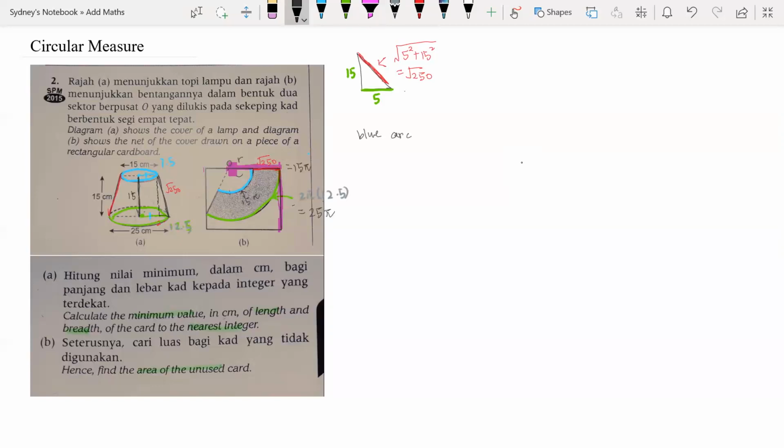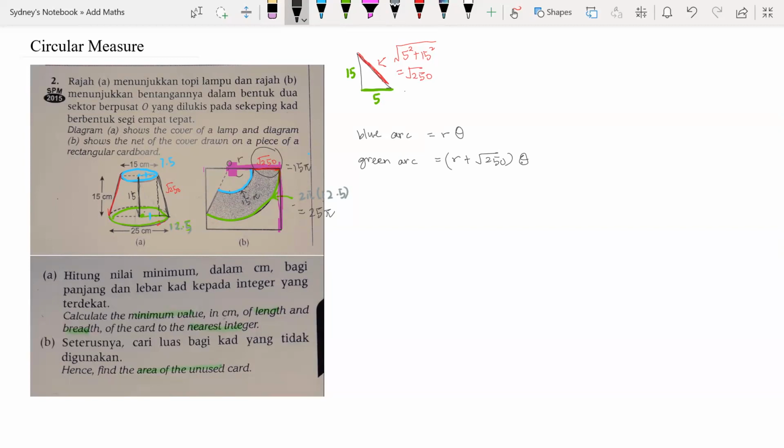The blue arc, we will have R theta, whereby the green arc will be R plus the red line, okay? R plus square root of 250 theta. Okay, this is what we get from the sector.